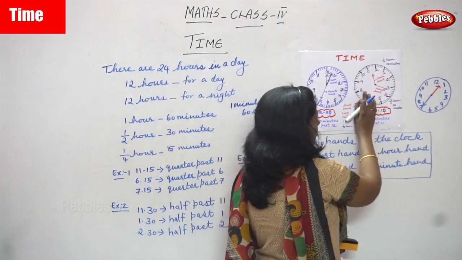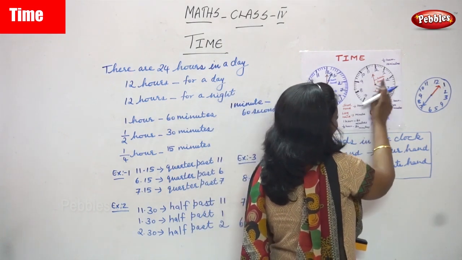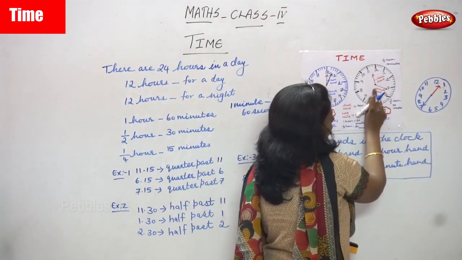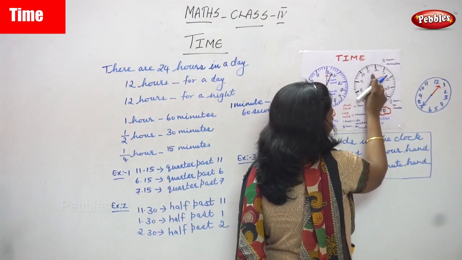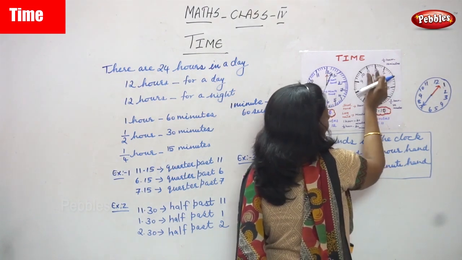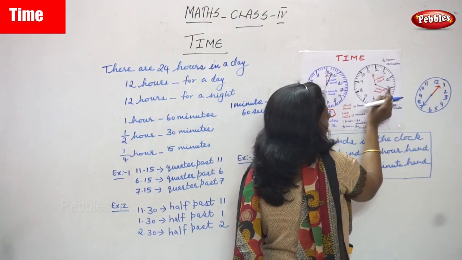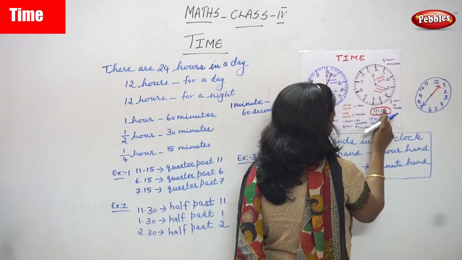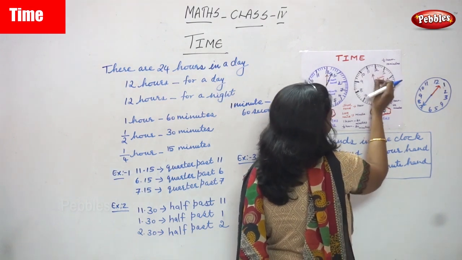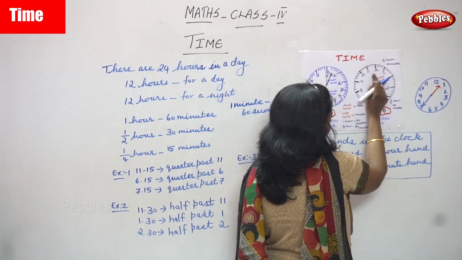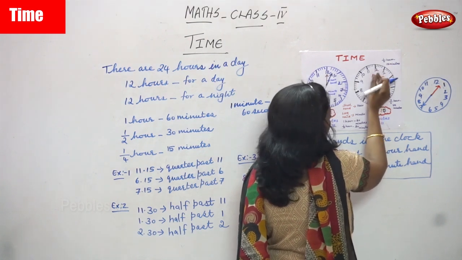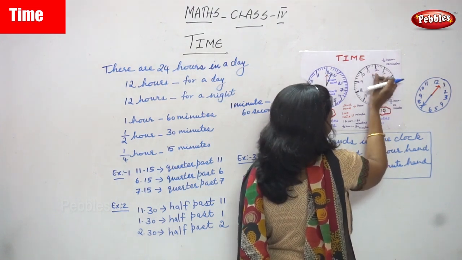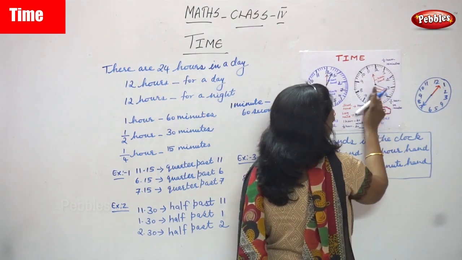So the same thing here. This short hand is red in color, long hand is violet in color. Short hand represents hour hand and long hand represents minute hand. So this red hand between 11 to 12 and this long hand pointed to 3. The time is 11:15. That is what I've written, 11:15. This red hand comes between 11 and 12, and this violet hand points to 3.